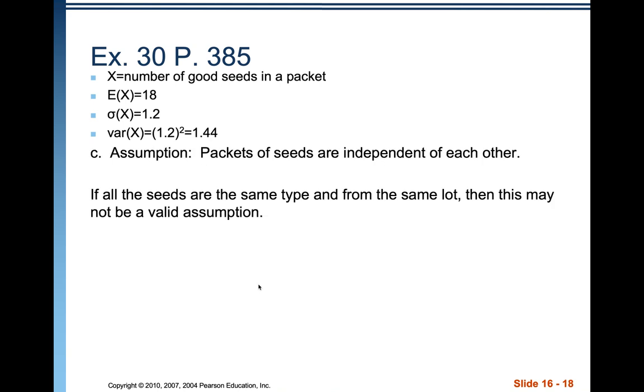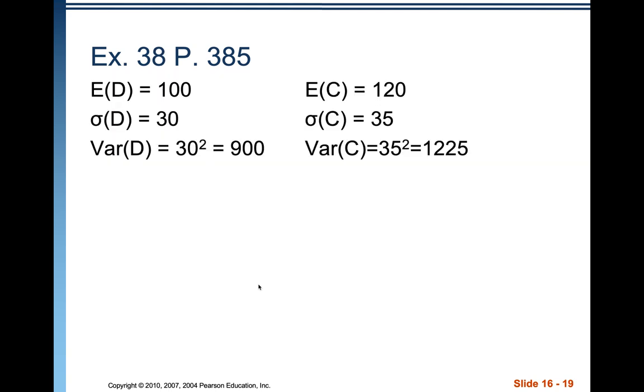For part C, the assumption we've made is that packets of seeds are independent of each other. If all the seeds are the same type from the same lot, then this may not be a valid assumption. So that's an assumption we're making, but we need to be aware that it may or may not be a valid assumption. All right. So go ahead and look at exercise 38 from page 385.